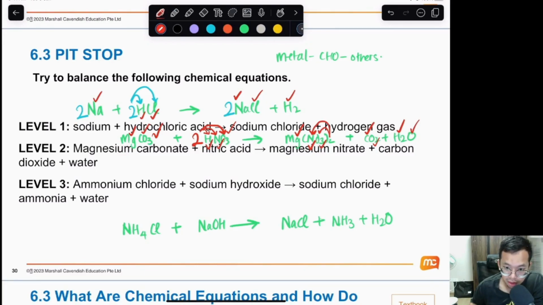So that's balanced. Okay, next. Oxygen. 1 oxygen on the left, 1 oxygen on the right. So that's balanced. Actually, this is a balanced equation already. And others, which is your nitrogen, 1 nitrogen, yeah, 1 nitrogen. Okay, that's fine. That's quite easy.